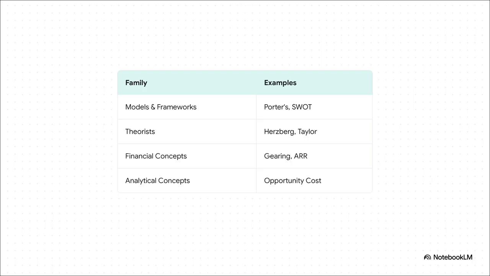Second, theorists like Herzberg, Maslow, or Taylor. Third, financial concepts, so gearing, break-even, or investment appraisal. And finally, analytical concepts like opportunity cost or capacity utilization. Now, I know it looks like a whole lot to memorize, but selecting the right tool from these categories is exactly what proves synoptic Level 5 thinking to the examiner. It shows you understand how the whole business operates together as one big machine.